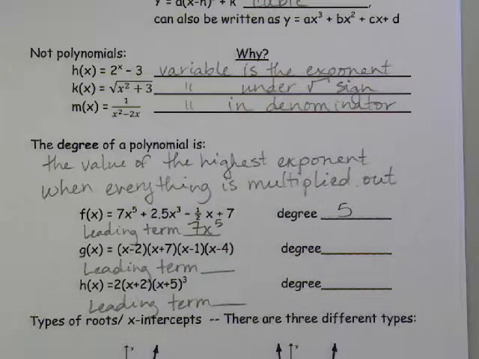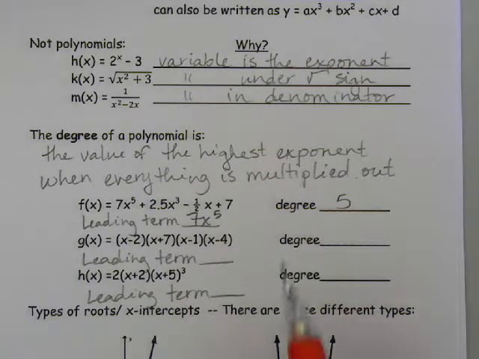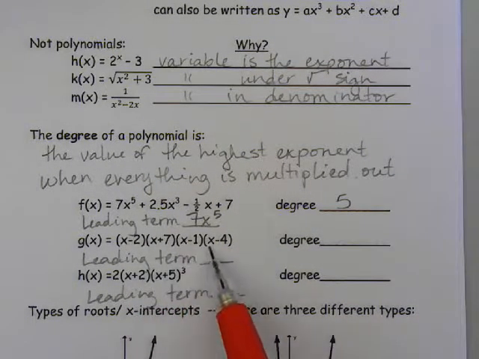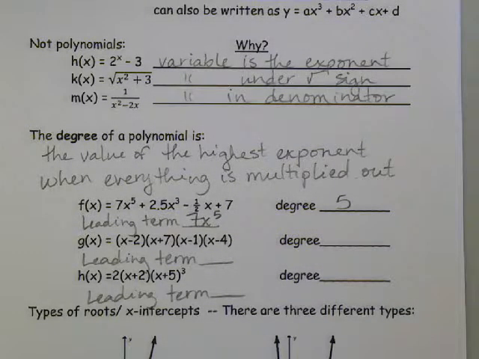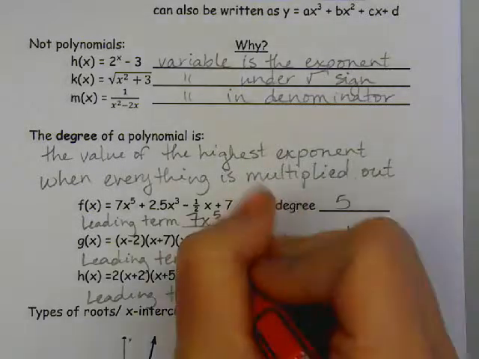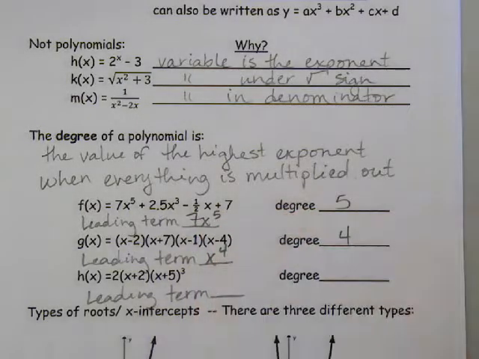What is the degree on g of x? 4, because we would have x times x times x times x if we were to multiply that whole thing out. That doesn't mean we need to multiply the whole thing out. That would be a waste of our time, but we do need to know what the degree is. And what would our leading term be? x to the 4th, because we have no coefficients with any of those or out front.